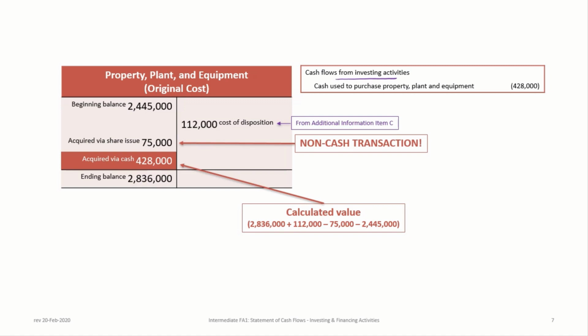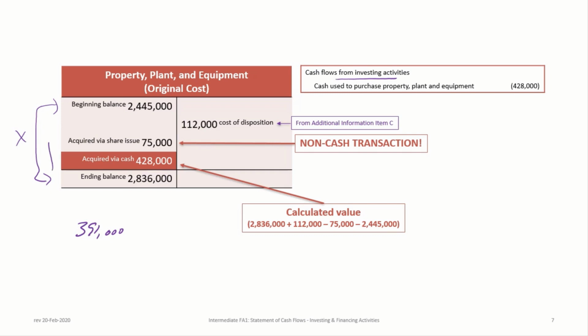What we do not do, and I'll say this right away, is just take the difference between the beginning and ending amounts. Don't do that, because if we go from $2,445,000 to $2,836,000, that's a change of $391,000. Many students make this mistake, and they report this as cash used to purchase or cash from a sale of property, plant, and equipment.